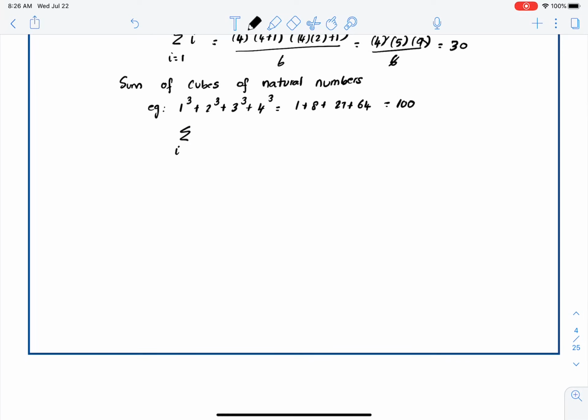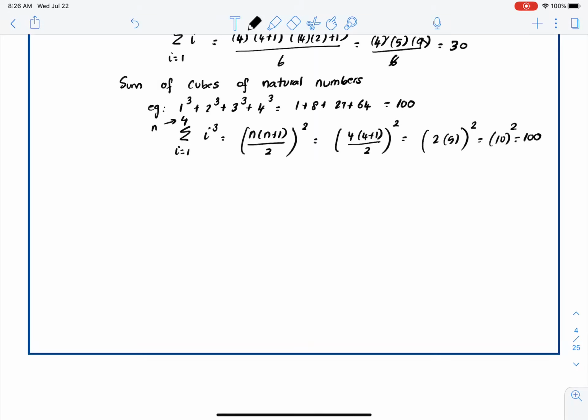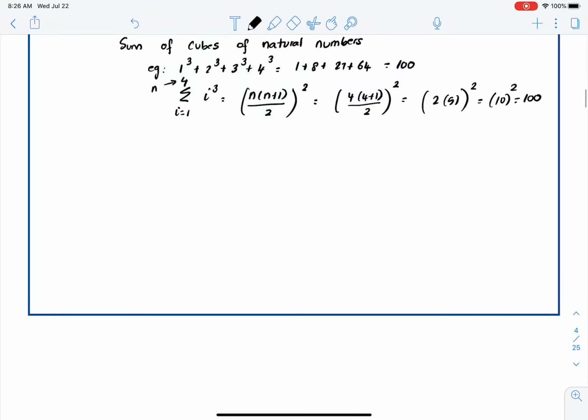That is given by this formula, sum from i equals 1 to 4, n is 4, of i cubed, which is n times n plus 1 over 2, squared. And that is simply 4 times 4 plus 1 divided by 2, squared. You get 2 times 5 squared, which is 10 squared. We get 100. So these formulas give us the opportunity to evaluate sums easily.